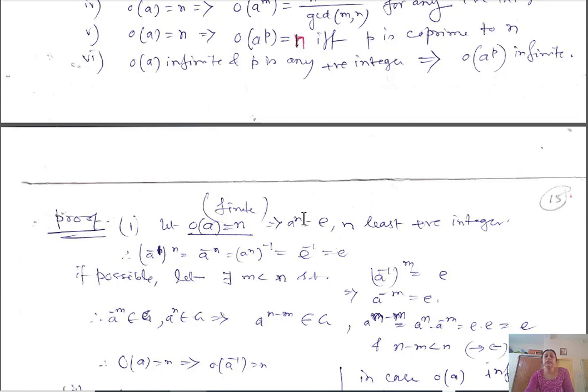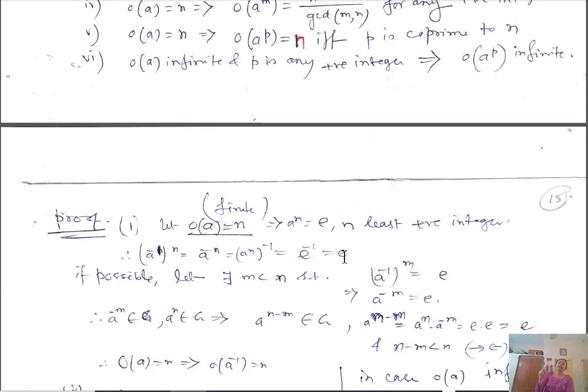A to the power n is e, so e inverse, and e inverse and e are the same. So A inverse to the power n is also e. Now you have to show this n is the order of A inverse, that is, n is the least positive integer such that A inverse to the power n is e. A inverse to the power n is e, it is fine.